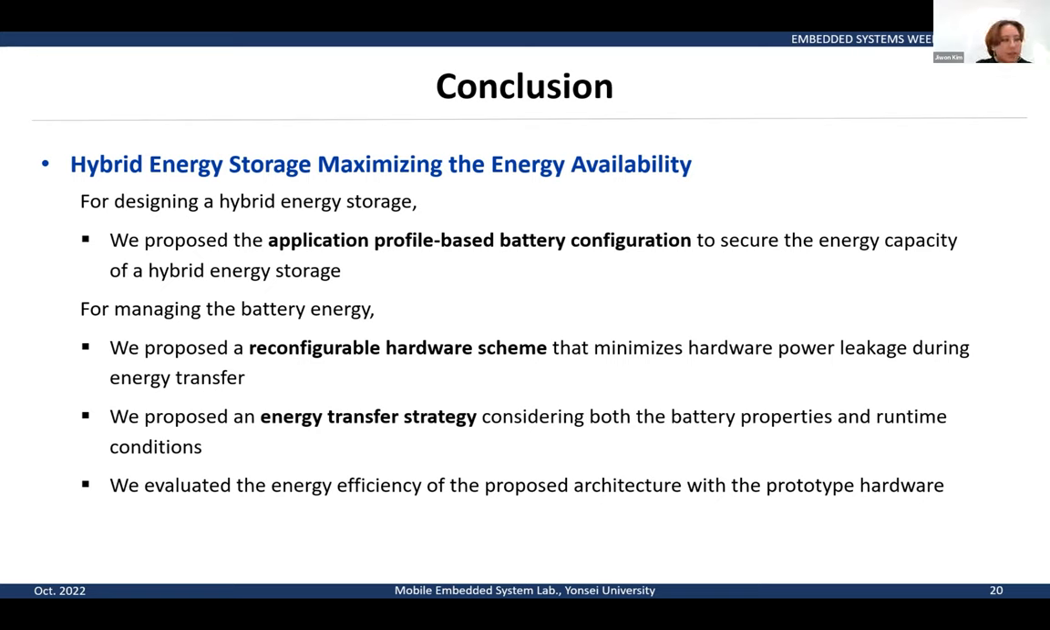There are so many devices that use lithium-ion batteries. So actually, I don't think the optimal configuration, it depends on the application. So we just try to maximize the energy availability by this application profile based battery configuration technique. Okay. You are questioning that. Can we use the three or more batteries in this configuration?